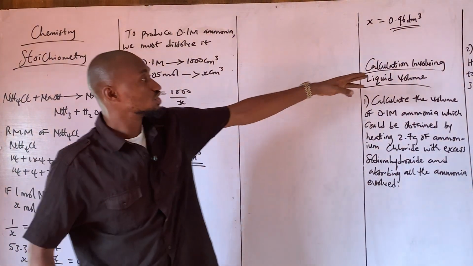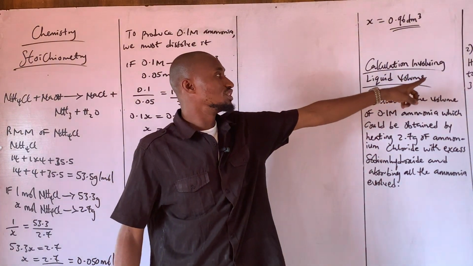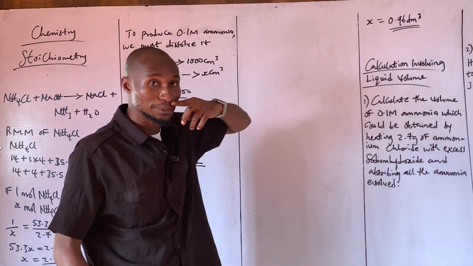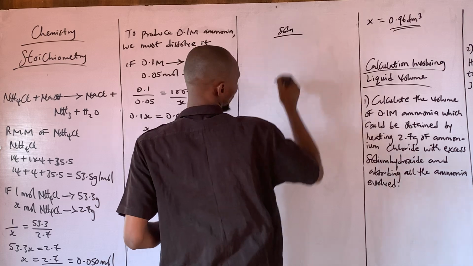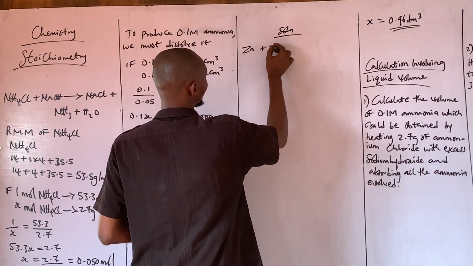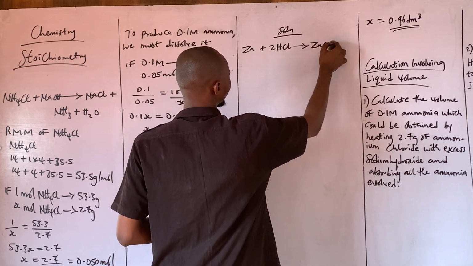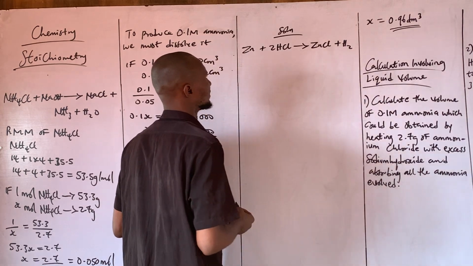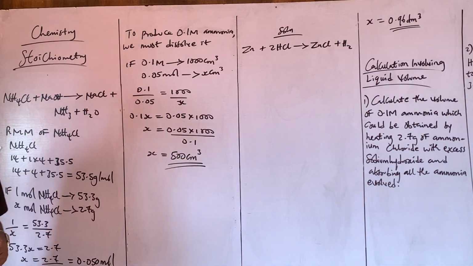Now, what volume of 0.1 mole hydrogen chloride will be required to react completely with 3.25 gram of zinc? So solution now. First of all, we are going to balance the equation. Zinc plus 2 moles of hydrochloric acid gives zinc chloride plus H2. Do you understand now?